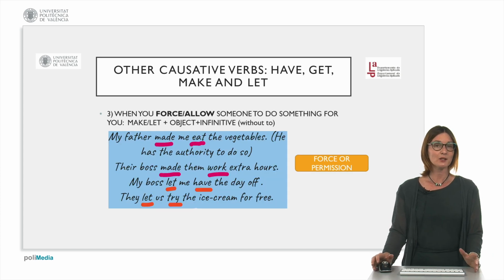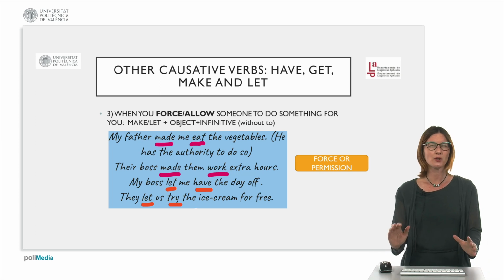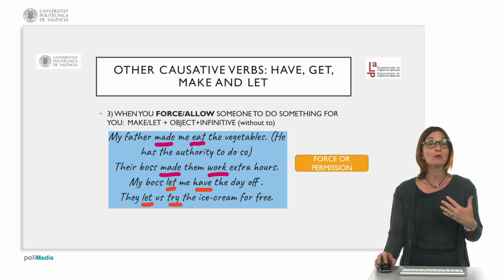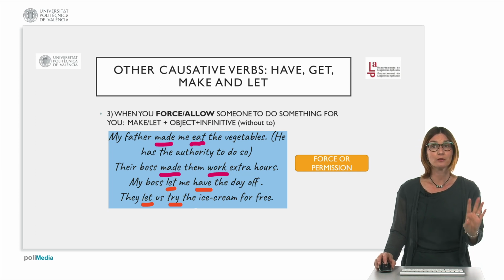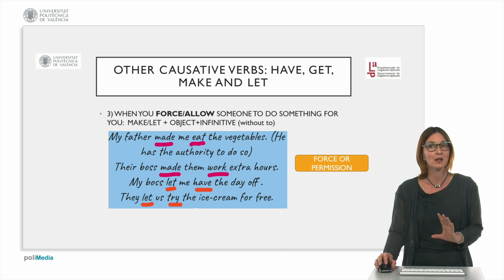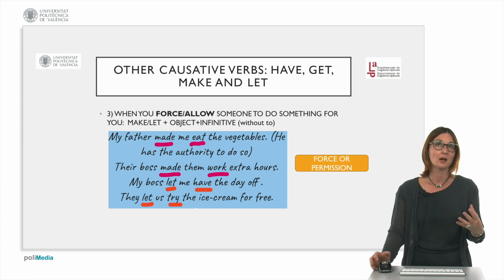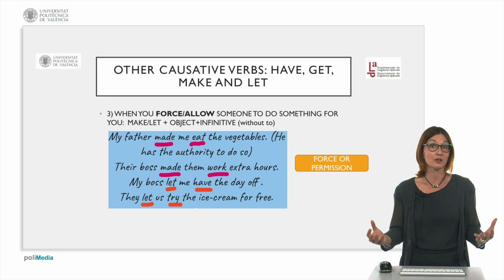Right, and the last one is when you force someone to do something. So there is a stronger attitude, or you allow somebody to do something. But in any case, you force someone to do something, or you allow them to do something because you have the authority. So again, we have to think about situations where there is authority going on.